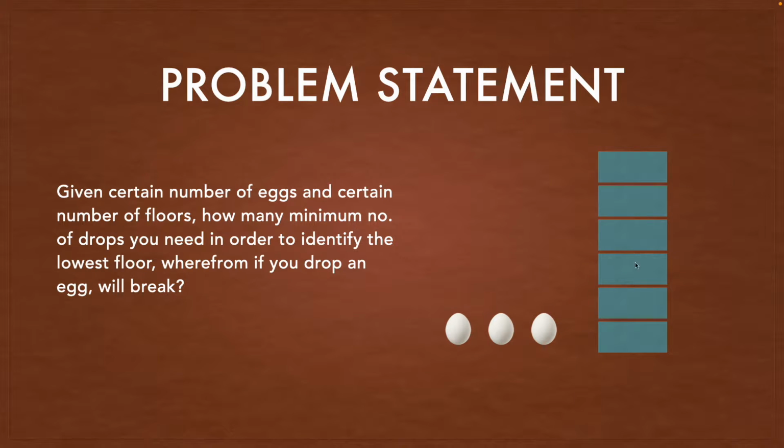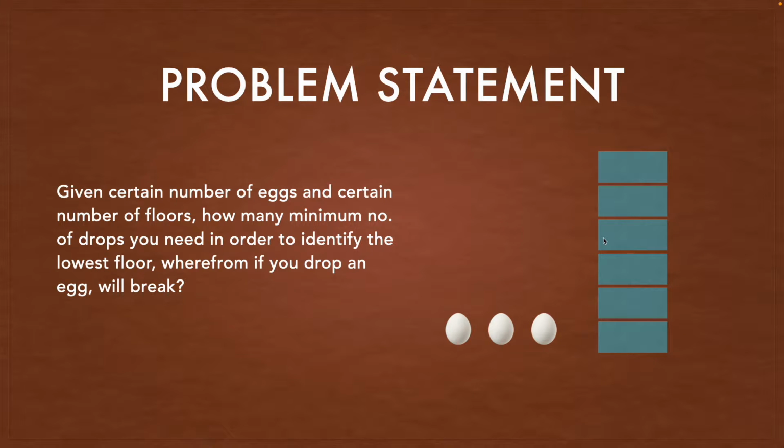1, 2, 3, 4, this is the fourth floor. So if you drop an egg from the fourth floor, whether or not it will break? Let's say if you drop it from this floor, it will break. So what it means is that the first floor from where if you drop an egg it will break is going to be less than or equal to 4. Because if you drop it from the third floor, it may break or it may not break. But if you drop it from the fourth floor, it will break.